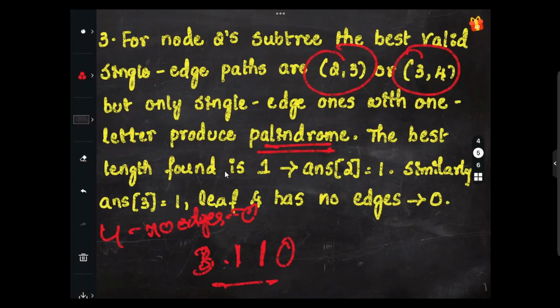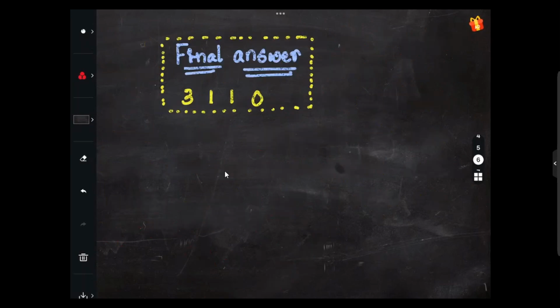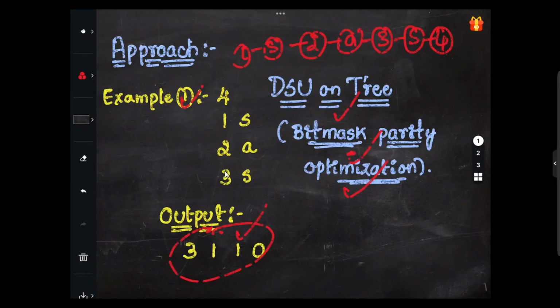Similarly, the answer of 3 equals 1, and finally leaf 4 has no edges, so we'll be considering 0 for this, right? So the output that we got here is 3110. The final answer that we got here is 3110, which is equivalent to the output that they have shown for example 1 within the question, right?